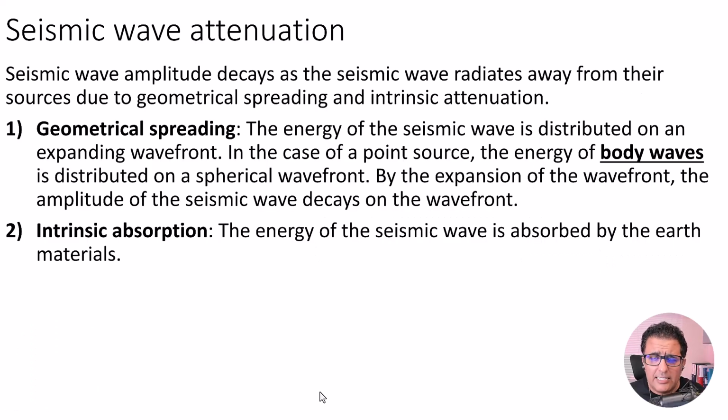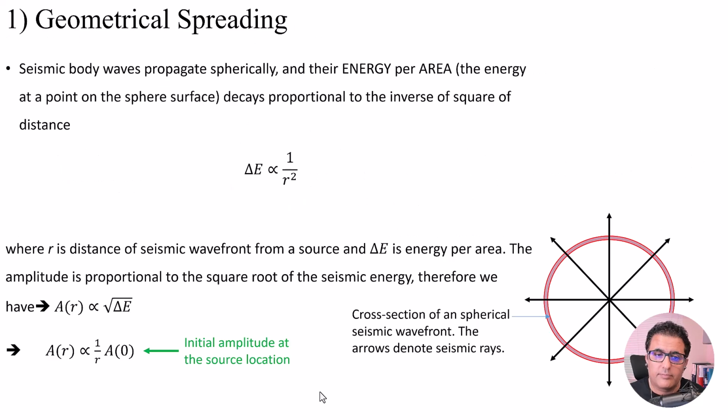There are several mechanisms to explain seismic attenuation. However, in this course, I'm going to explain two of them that are more important. One of them is geometrical spreading, one of the mechanisms that contribute to attenuation, and the second one is intrinsic absorption. So what is geometrical spreading? We know that, for example, if we think about body waves, the body wave propagates through the earth in the form of a sphere, or in other words, their wavefront is spherical.